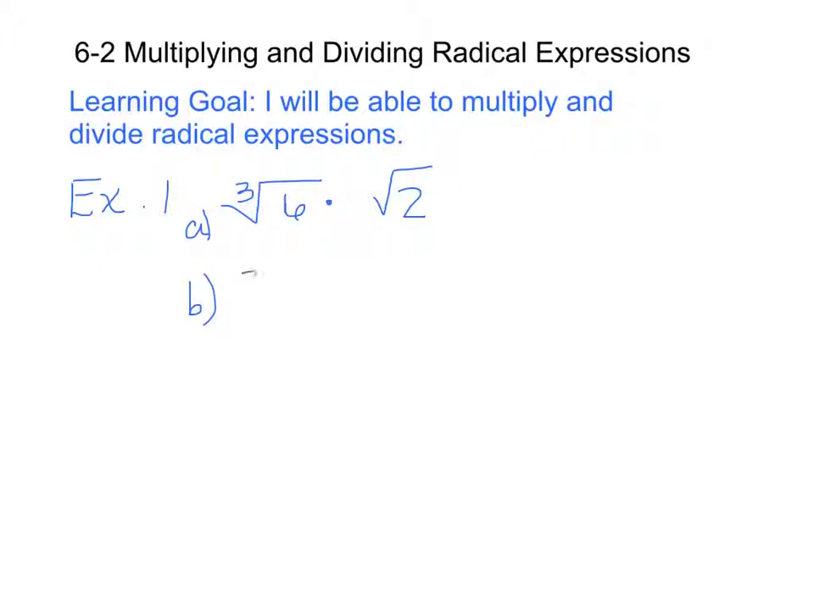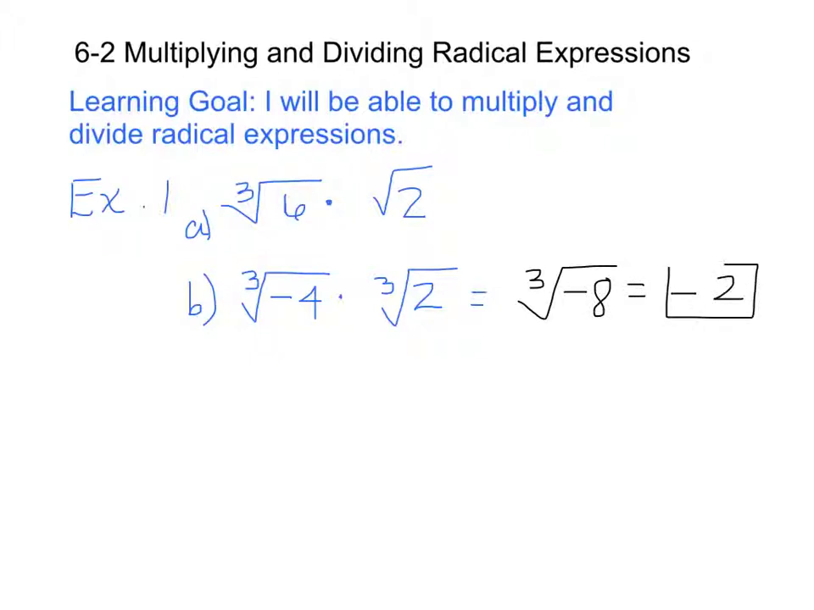But if you had the cube root of -4 times the cube root of 2, you can do this one because they're both cube roots. So you will get the cube root of -8, which equals -2. So the first one you would just write not possible or can't do. And then if you can simplify it, you want to keep going so that you can simplify it.